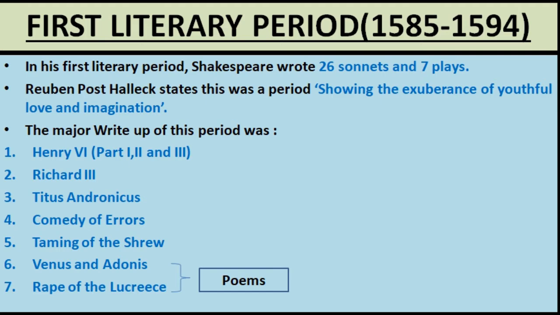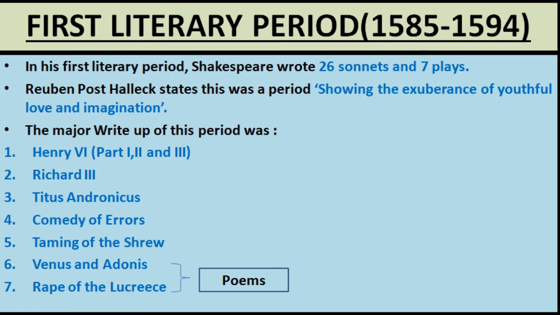The second key fact about this period is that Reuben Post Halleck, do remember the name, commented that this was a period of showing the exuberance of youthful love and imagination. So, Reuben Post Halleck regarded the first literary period of Shakespeare as showing the exuberance of youthful love and imagination. This point is also very important.